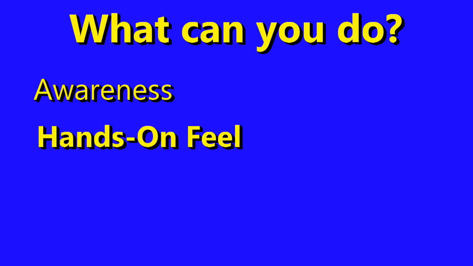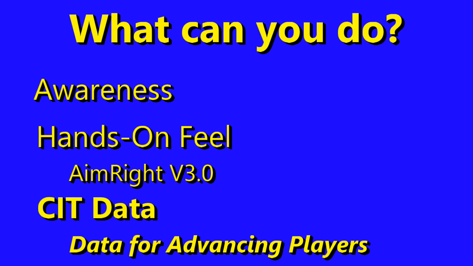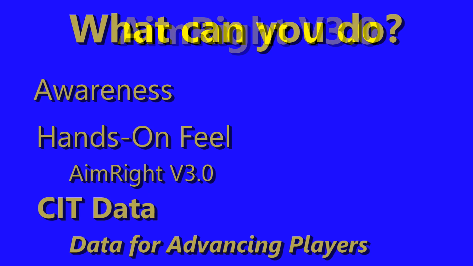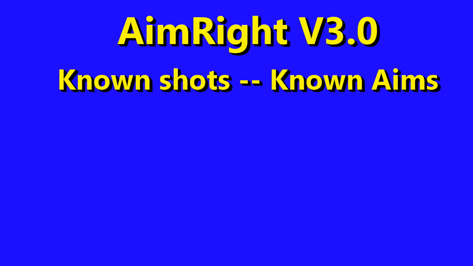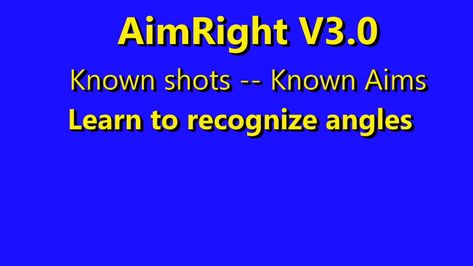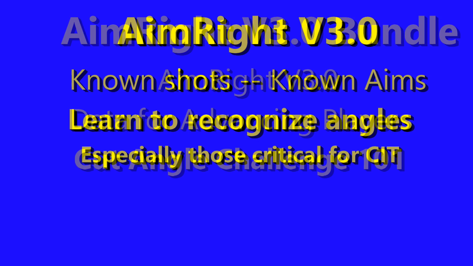Next, reinforce your awareness. Get some guided hands-on feel for it. I suggest the new Aimrite version 3.0 and the document Data for Advancing Players. With the new Aimrite, you can set up practice shots at exactly known cut angles with exactly known aims, and it will help you start to learn to recognize those CIT critical angles.